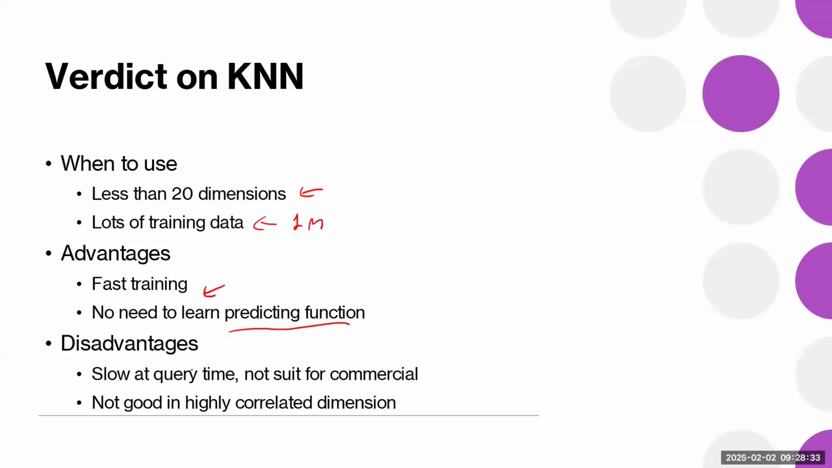The disadvantage of KNN is that it's very slow at query time, because every time you have new data, you have to compare the point against your KD tree. So it's not suitable for commercial use because the KD tree has to be stored somewhere. And if you have like 1 million data points, it's not going to fit in your device. So you have to have a server that can store all the data, and then you have to make a query to the server every time you make a prediction. So it's not portable.